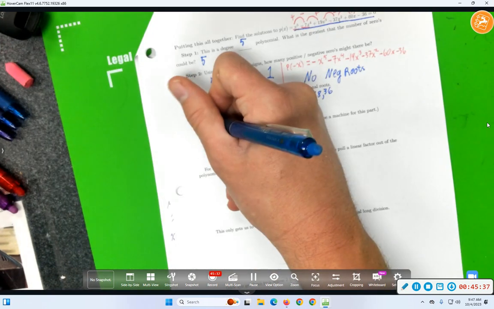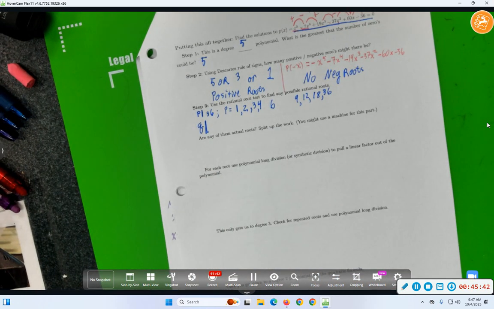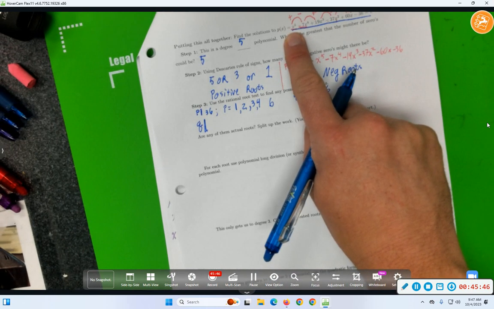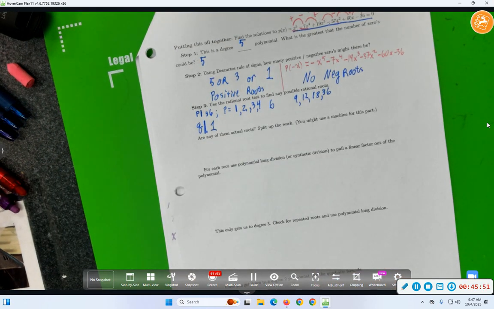Well, maybe we'll start with this. Q divides evenly into the leading coefficient, which is 1. All right, whenever you just don't see anything next to the x, that means there's a 1 there. 1 times x is x.